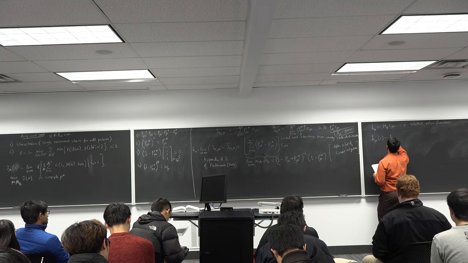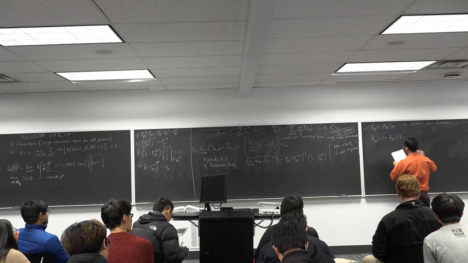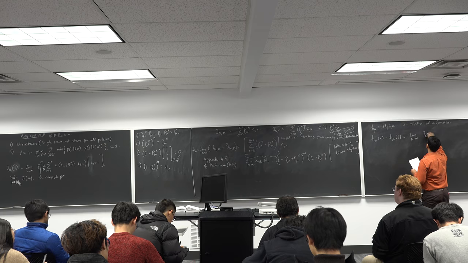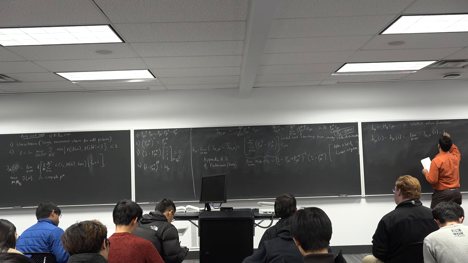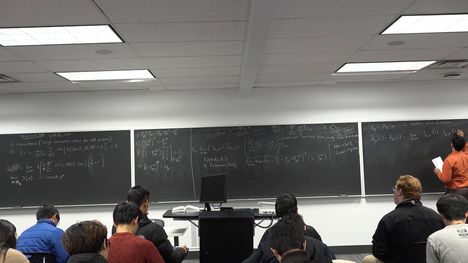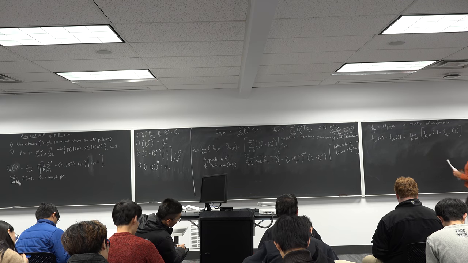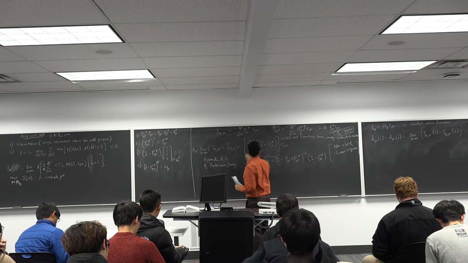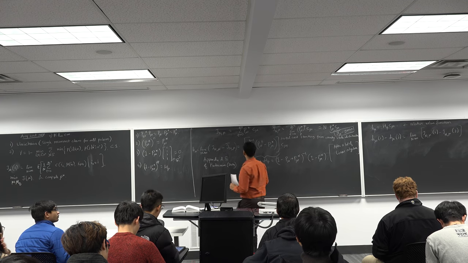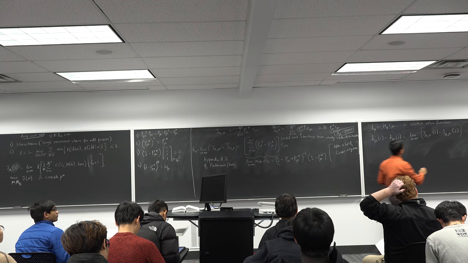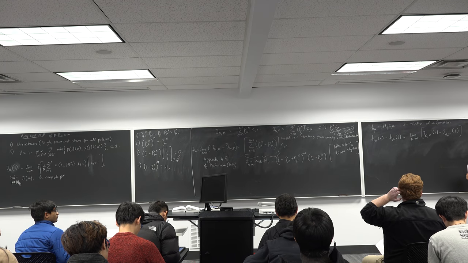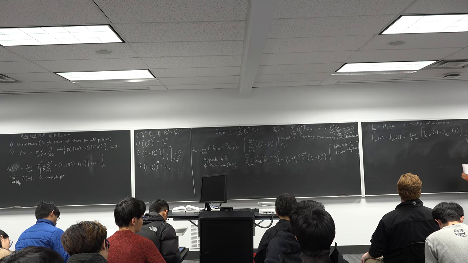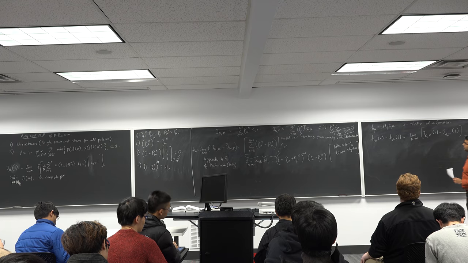H mu I minus H mu j is equal to the limit as n goes to infinity of J n mu I minus J n mu J. And the reason for this is that J bar N mu is actually equal to N G mu.